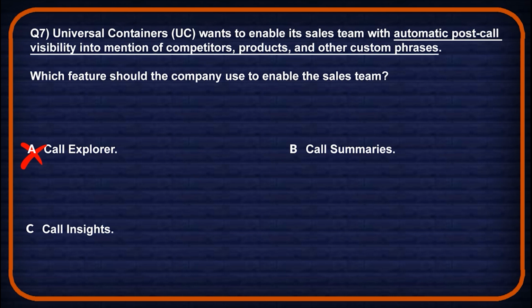Option B. Call Summaries. Call Summaries provide a general recap of calls but do not highlight specific keyword mentions like competitors or products. Hence not the right choice. Option C. Call Insights. Call Insights automatically surfaces mentions of competitors, products, and custom phrases from calls, giving sales teams post-call visibility. Hence option C is the correct answer.